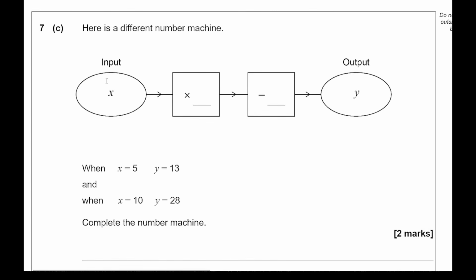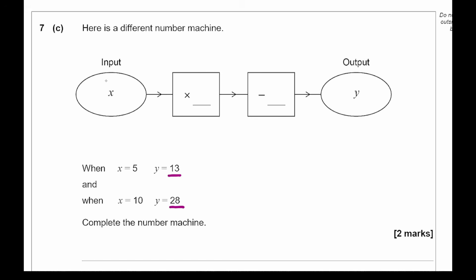It then says for part C, here is a different number machine when x equals 5, y equals 13, x equals 10, y equals 28. Complete the number machine. So the two missing things we need to write here are going to be, so now how we actually do this is the fact that when we're multiplying, what we want is to end up with a bigger number than what we've got for y, because we're going to be subtracting after.